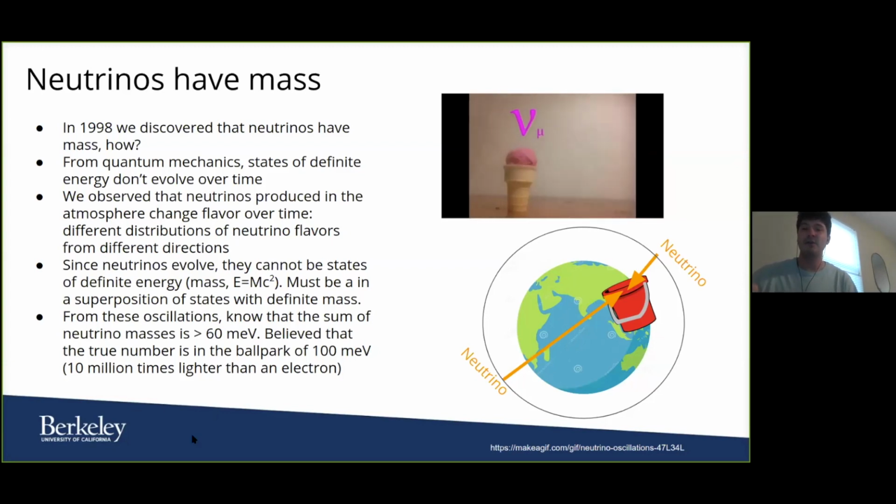Okay, and we know that these states have to have different energies. So that means that not all of the neutrinos can be massless. So there needs to be some mass there.